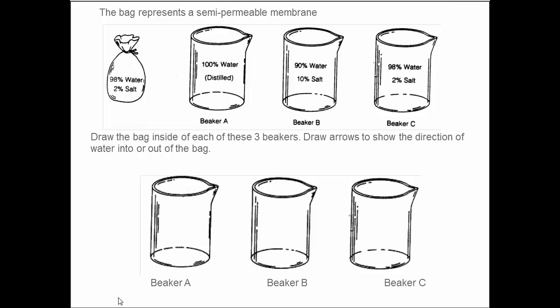So, we're going to work with, you remember that dialysis tubing we used when we set up our molasses? That semi-permeable membrane? Well, if I took a little sack of that dialysis tubing, and inside of it, I put 2% salt, 98% water. Okay? If I did that, and I put this inside of a beaker that was just 100% pure water, what would happen to it? Think about osmosis and concentration. What would happen if I put this bag into that beaker of 100% water?